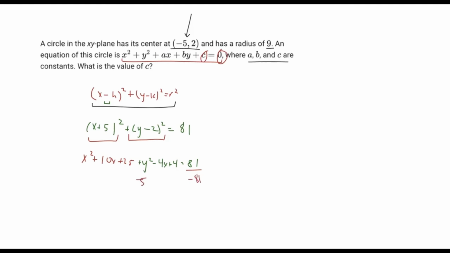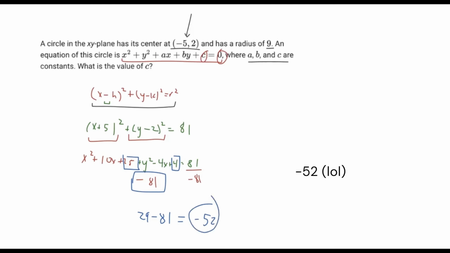Boom, boom, boom. And then once we subtract 81 on both sides, we just want to combine like terms, right? We have a positive 25 here, a positive 4 here, and then a negative 81 here. So here we just have 29 minus 81. And 29 minus 81 will give us a value of negative 52. And therefore we can determine that the value of c here is just going to be negative 52.